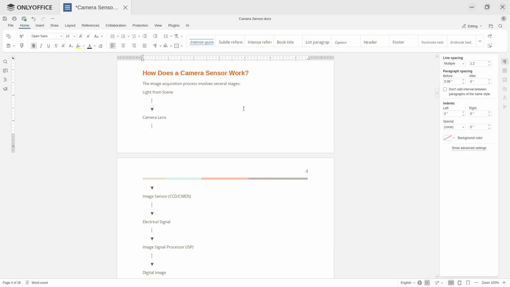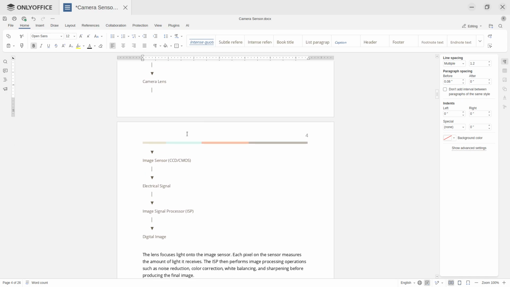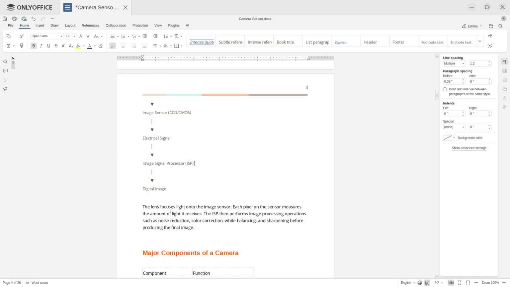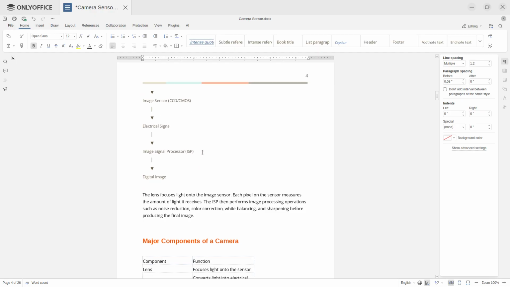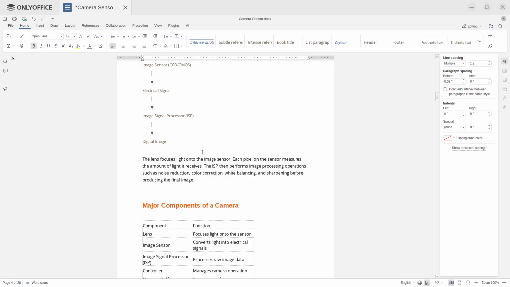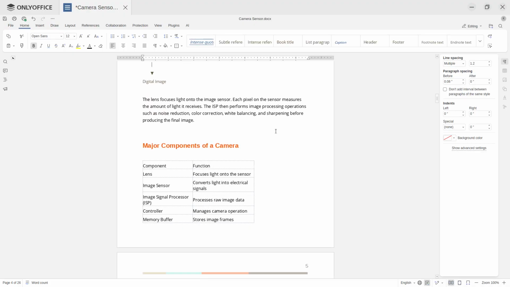How does a camera sensor work? The image acquisition process involves several stages. You get light from the scene, then it gets into the camera lens, then you have the image sensor, CCD or CMOS, then an electrical signal gets generated, then you have the image signal processor, and then you get the digital image. The lens focuses light onto the image sensor. Each pixel on the sensor measures the amount of light it receives. The ISP, the image signal processing, then performs image processing operations such as noise reduction, color correction, white balancing, and sharpening before producing the final image.